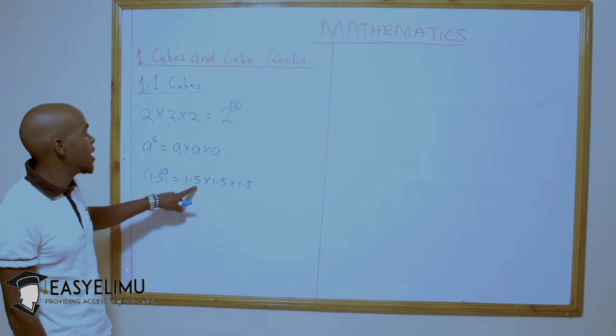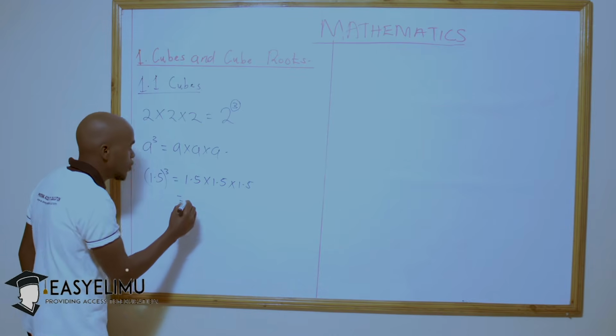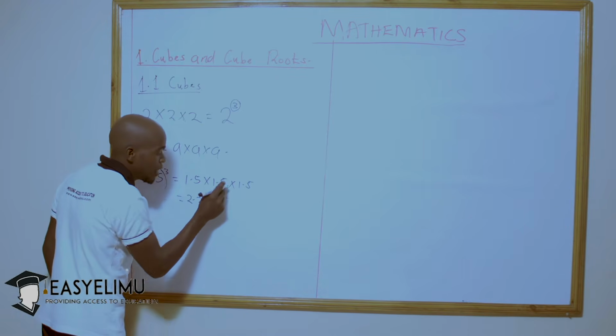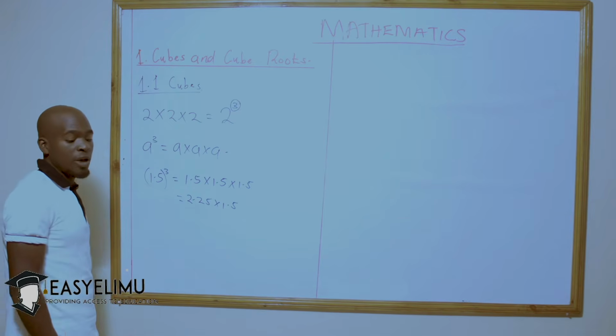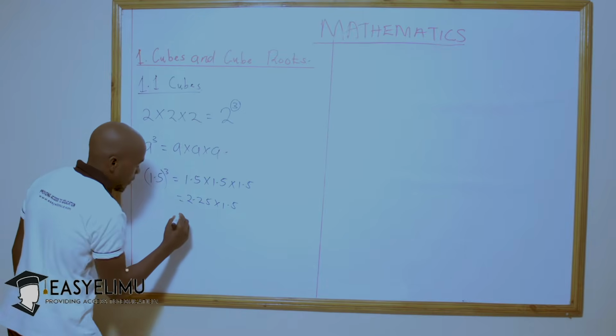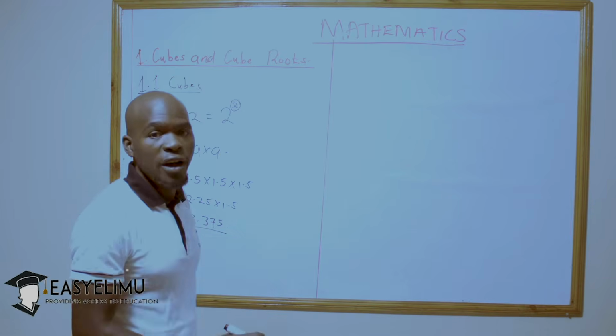For instance, you start with the first one. This is going to give you 2.25. Then you continue multiplying by 1.5, and you will find your answer being 3.375. That is the value of the cube of 1.5.